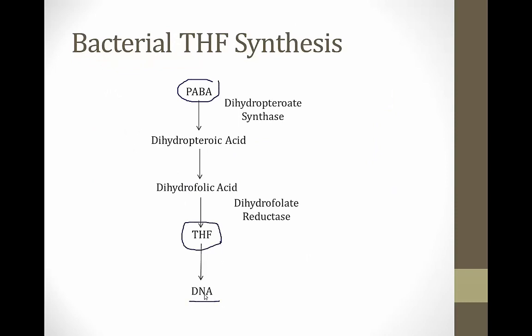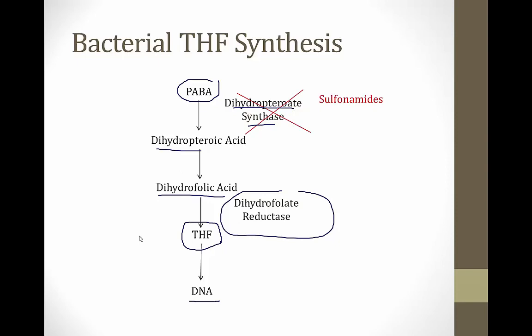So here's a slide showing how bacteria convert PABA into tetrahydrofolate to use for the synthesis of DNA. The first step involves an enzyme called dihydropteroate synthase, which converts PABA into dihydropteroic acid. That is then converted into dihydrofolic acid, which is converted by bacterial dihydrofolate reductase into tetrahydrofolate. So sulfonamides block this first step. They are competitive inhibitors of dihydropteroate synthase because they mimic the structure of PABA.